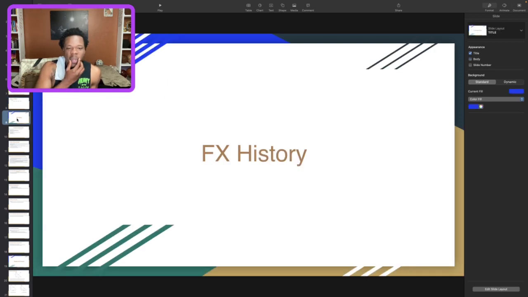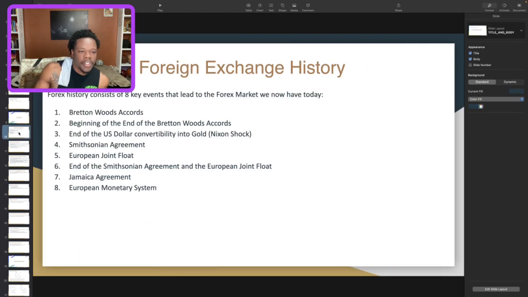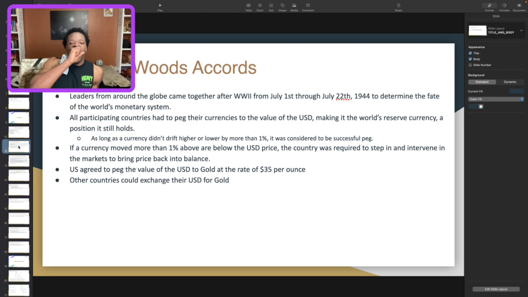Now we're going to get into a brief history of the foreign exchange market, and it all starts with the Bretton Woods agreement, which essentially means that leaders across the globe came together after World War II, from July 1st to July 22nd, 1944, to determine the fate of the world's monetary system. All participating countries had to peg their currencies to the value of the USD, making it the world's reserve currency, a position that it still holds today.